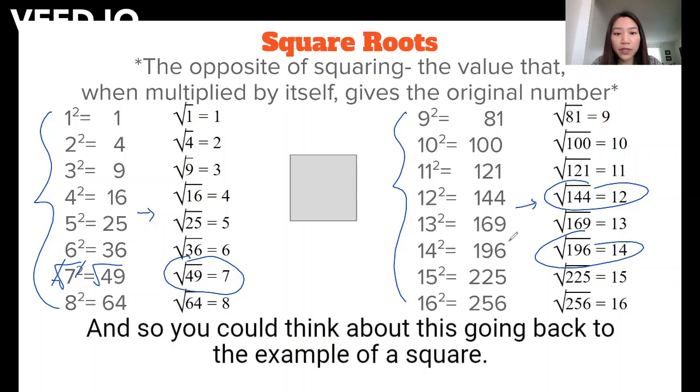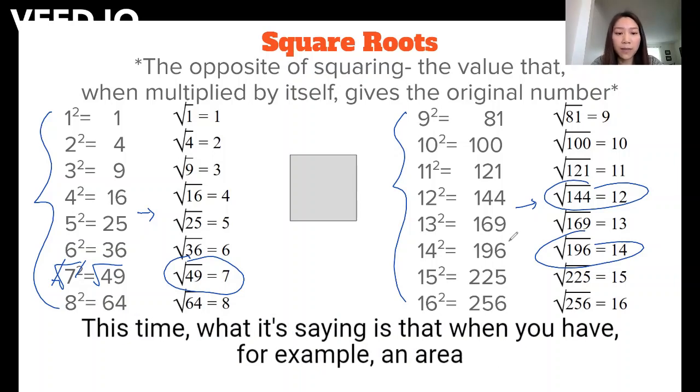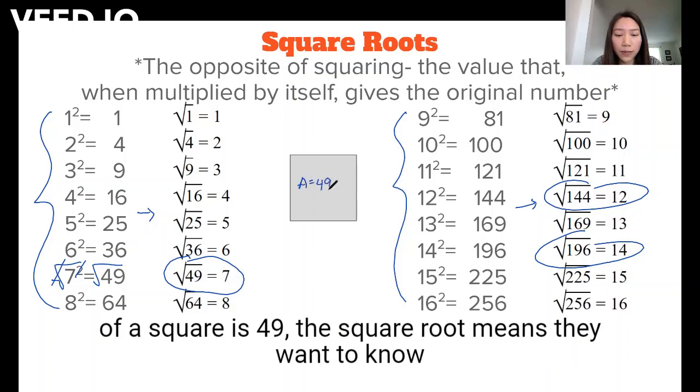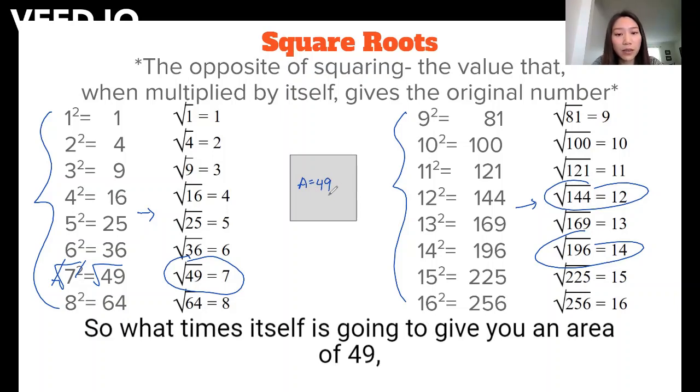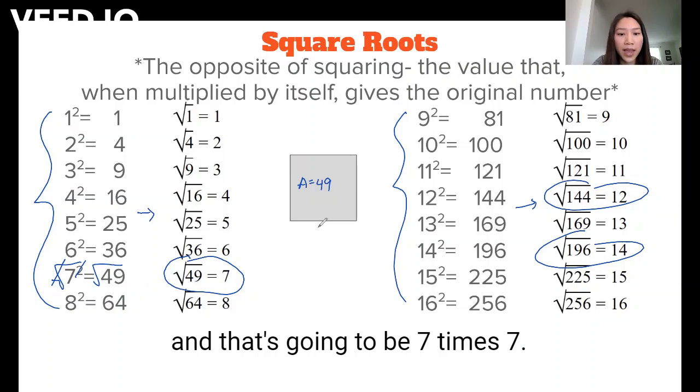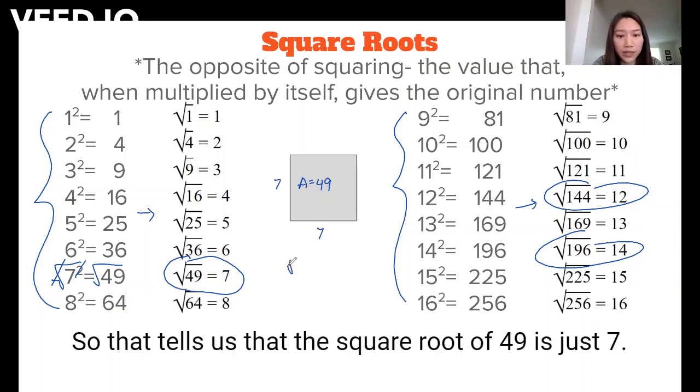And so you could think about this going back to the example of a square. This time what it's saying is that when you have, for example, an area of a square is 49, the square root means they want to know what the lengths of the sides are. So what times itself is going to give you an area of 49, and that's going to be 7 times 7. So that tells us that the square root of 49 is just 7.